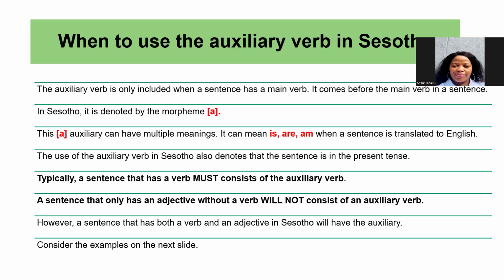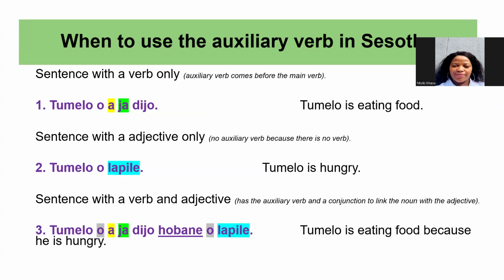In this case, our auxiliary is a, which is the morpheme a, as in me o aja, Tumi o aja, or Tumi o abua, jalo jalo. So it's a verb that supports the main verb in the sentence. So in the instance where we're going to learn about adjectives, if the sentence has a verb, then yes, we can use the auxiliary. But if there's no verb in a sentence, then we do not use this part of speech in Sesotho.